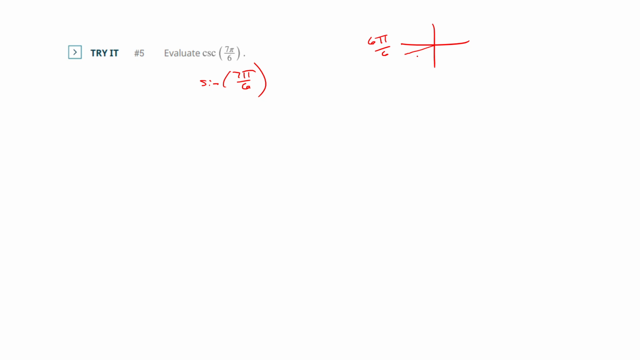So what's my reference angle? My reference angle is the distance from 7 pi over 6 back to 6 pi over 6. Can you see that's pi over 6? Okay, so pi over 6, 6 into 180, this is a 30 degree. So the sine of a 30.